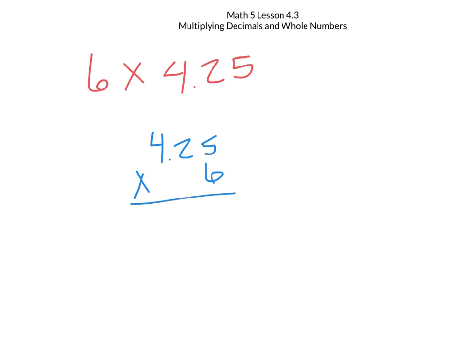Because then we just do regular multiplication, and then you put the decimal in at the end of it. So what's 6 times 5? 30. 6 times 2? Plus 3? 4 times 6? 24. Plus 1? 25.